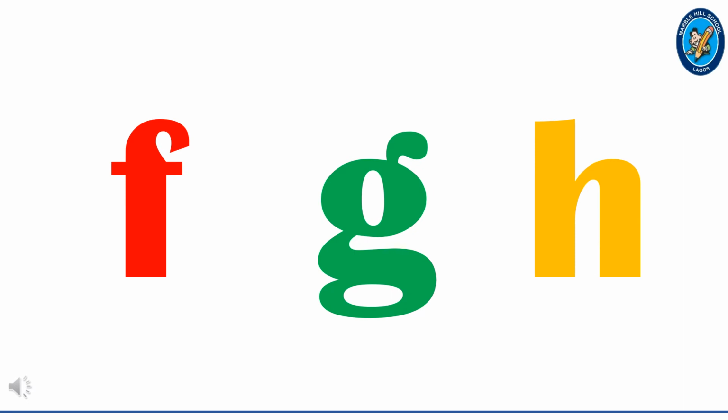The second set of consonant sounds we're going to look at are F, G, and H. F, G, H. These three are also consonant sounds, and consonant sounds occur at the beginning or the end of words.